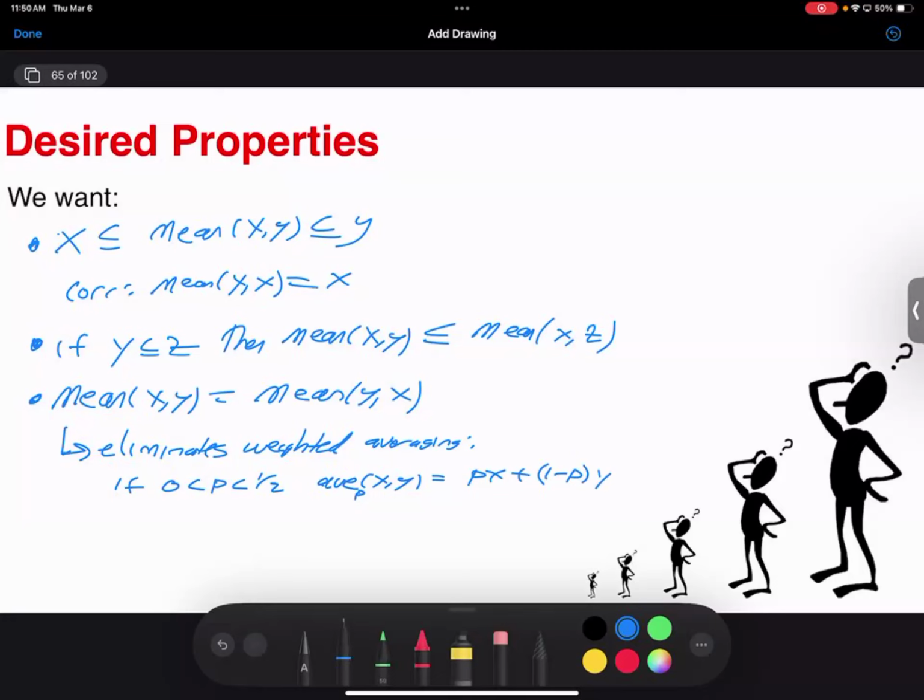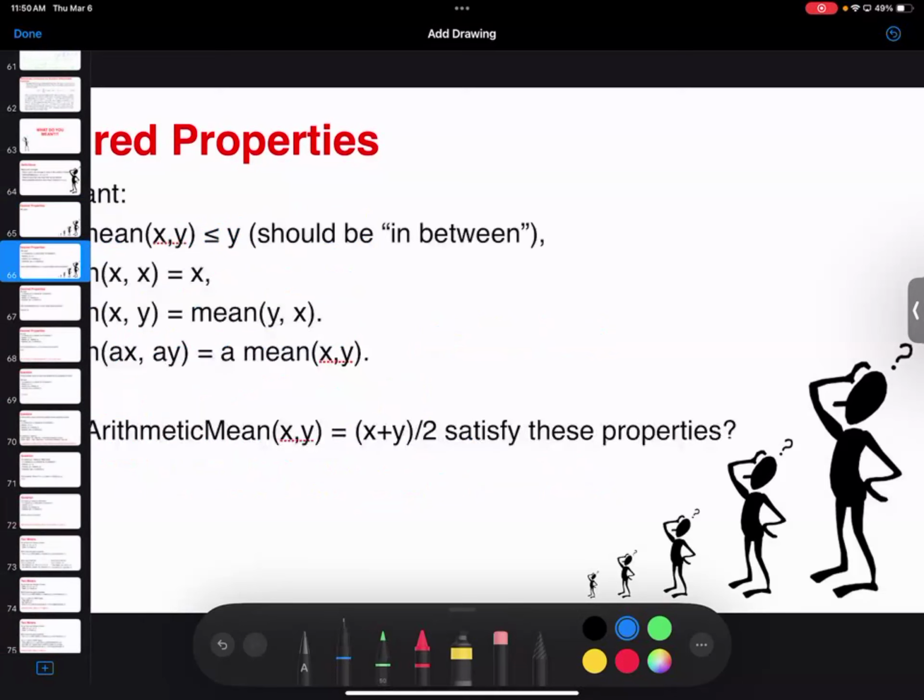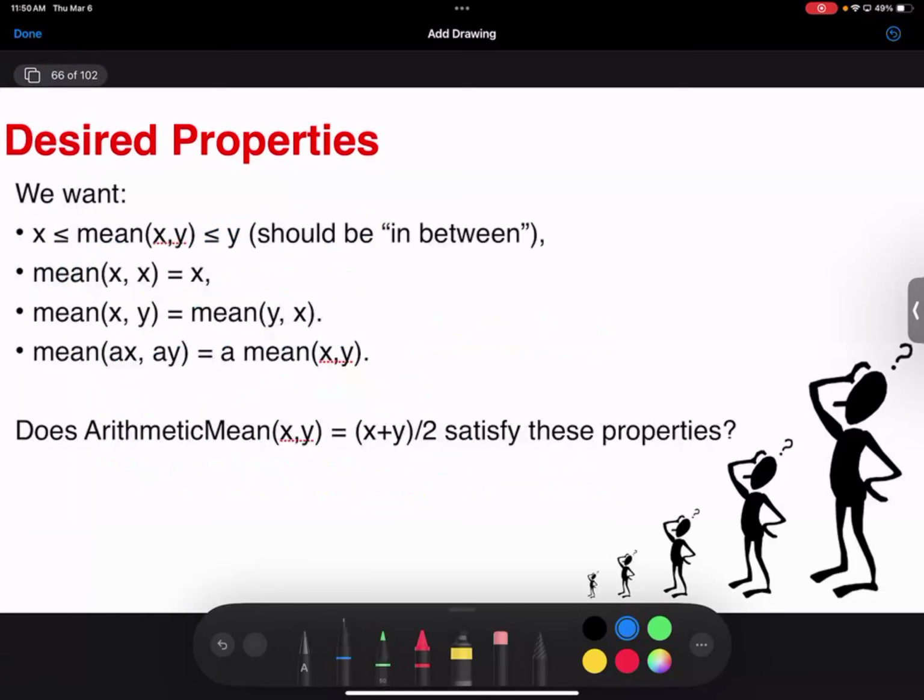Any other properties you might want? Or do we think that this is a good list of properties and then just try to see what has these properties? Now, the mean of x and y is a number. So there is another property that might be worth having. So I have a list here. The mean should be between x and y.